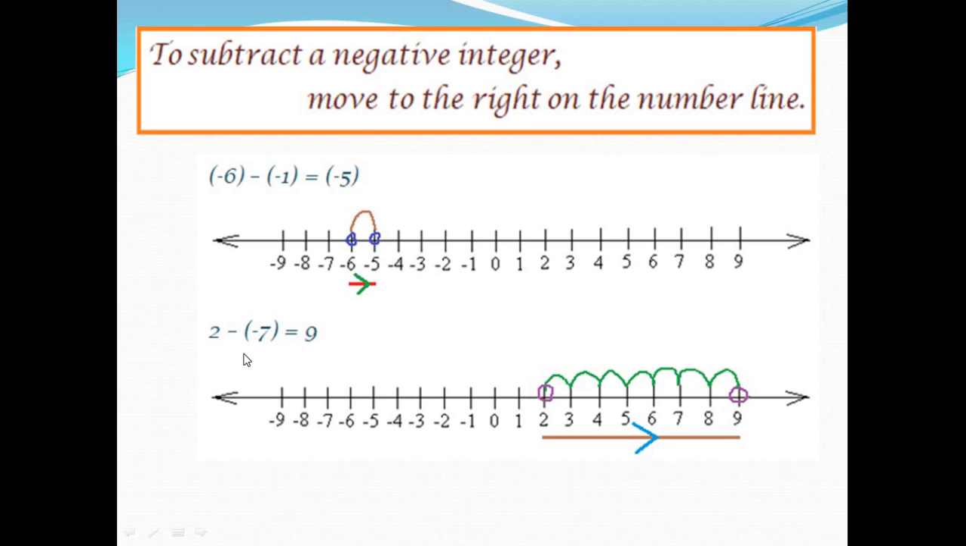Another example, here it is, we are going to subtract the negative integer from a positive integer. So, let's start from 2, moving towards right side by 7 unit. So, we reach at 9. So, the answer is 9.